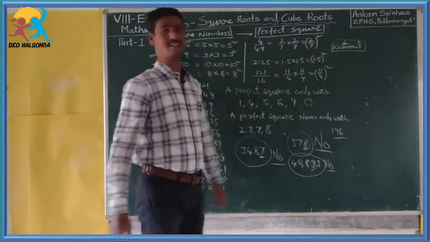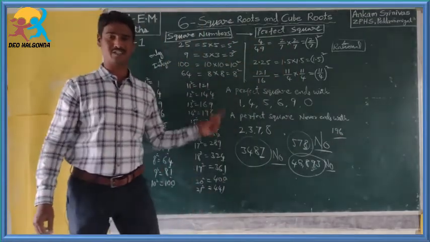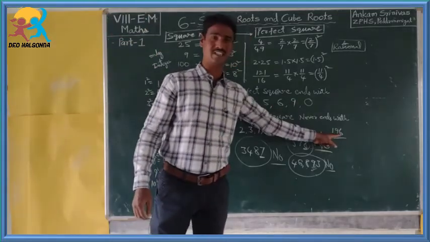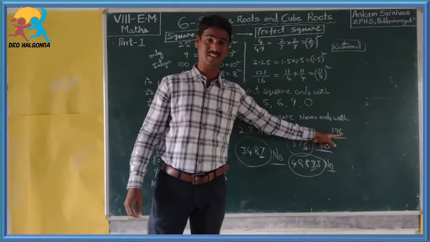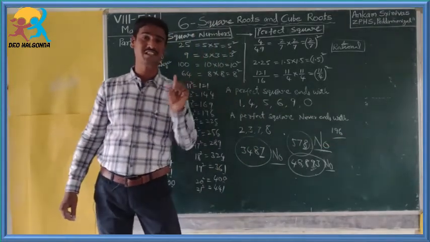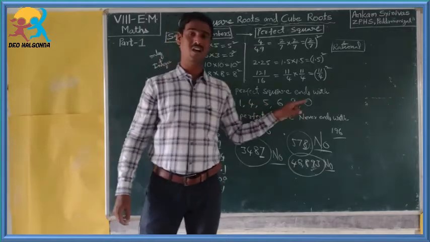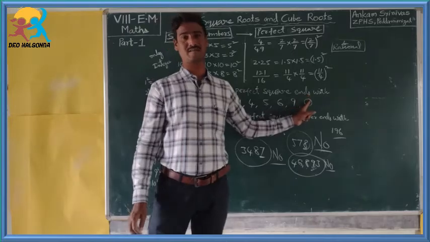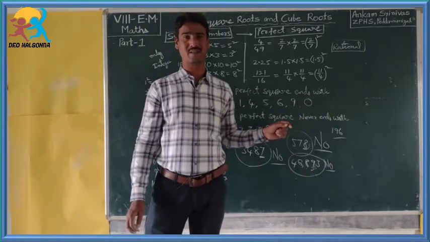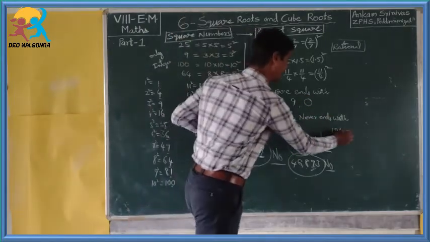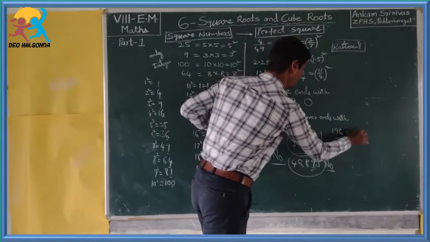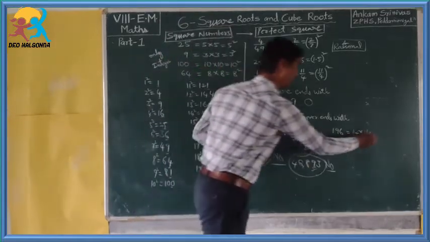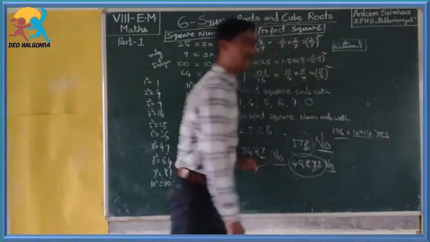Suppose 196. Check whether 196 is a perfect square or not. It ends with 6. A perfect square may end with 6, but the numbers which end with 6 may not be perfect squares. Suppose 196 can be written as 14 into 14. Okay, as a product of two same numbers we wrote it, therefore this is a perfect square. Yes, you can write it as a perfect square.